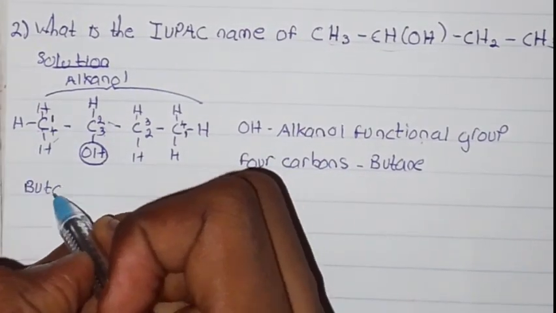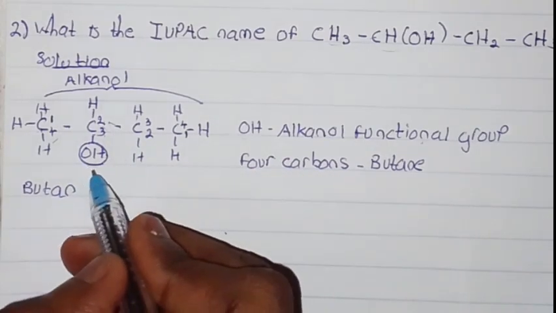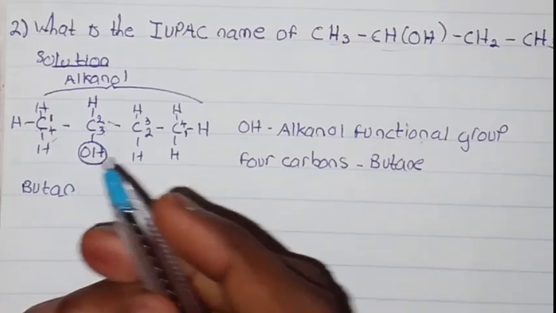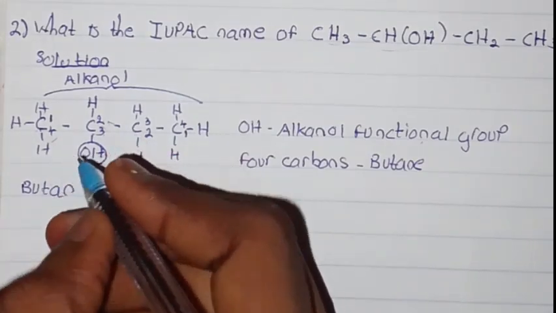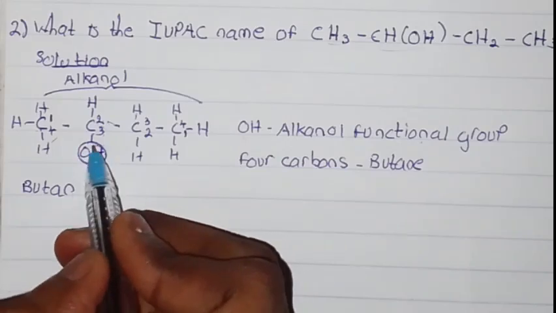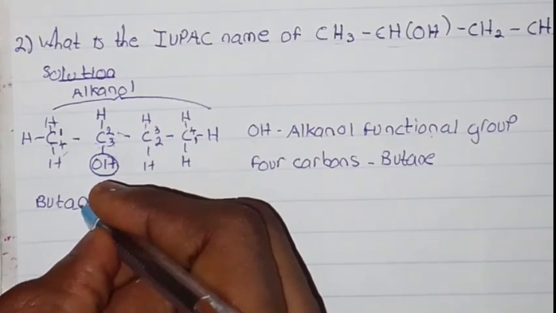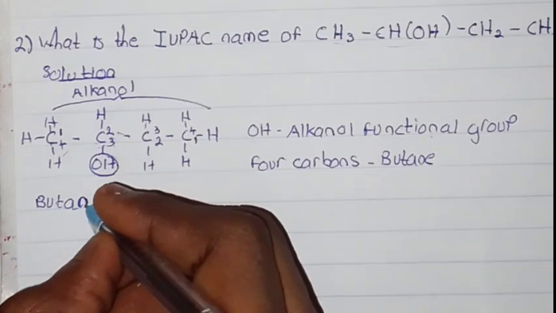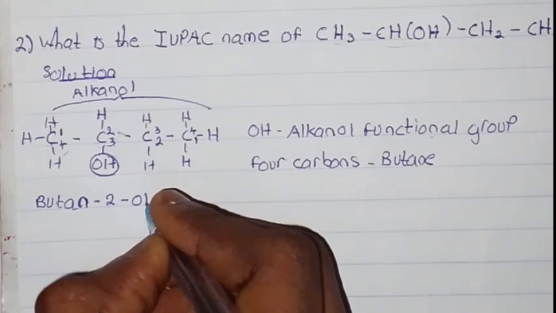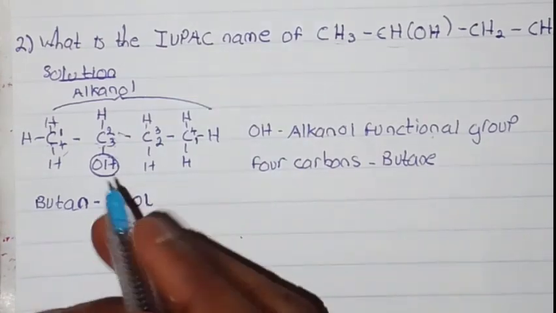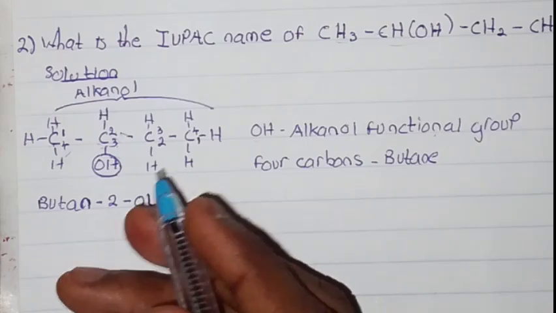But we can't just say that this is butanol. We have to specify which carbon the OH group is attached to, right? So this is an alkanol, 4 carbon chain makes it butanol, and the carbon which the OH is attached to is carbon 2 for the forward numbering system. So that obviously becomes butan. We attach it right after the n, right? Butan-2-ol. So this compound is named butan-2-ol, right? So this is the correct IUPAC name for this compound. Question 3.